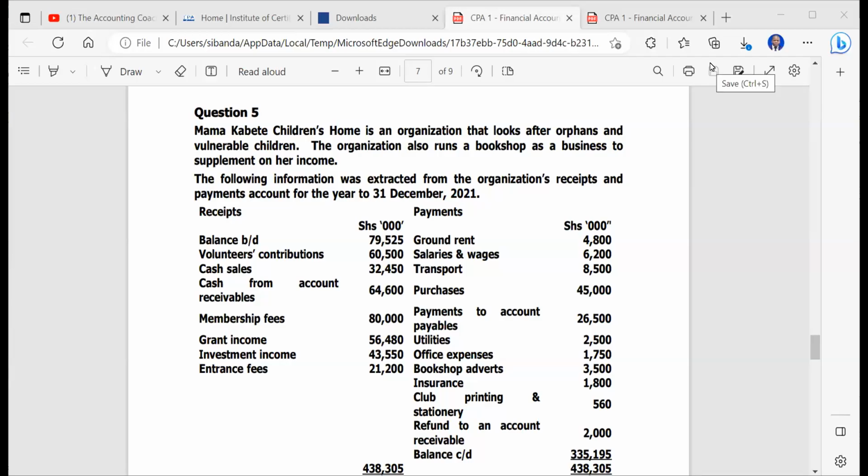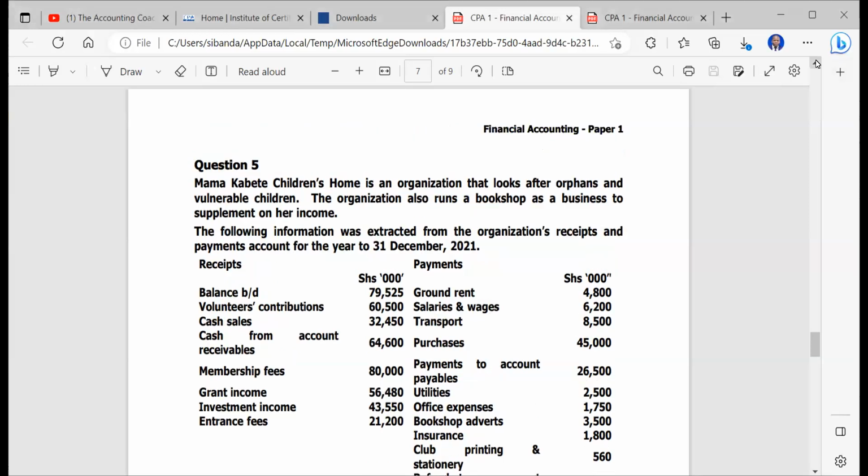Welcome back again. Today we want to look at financial accounting and preparation of financial statements for non-for-profit. Now, non-for-profit organizations are like NGOs. Some people call them NGOs. But for financial accounting purposes, this is how these organizations work.